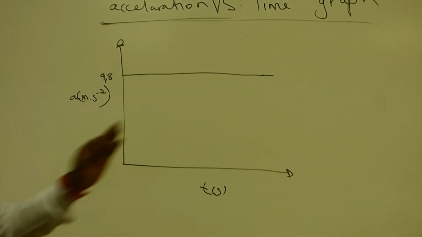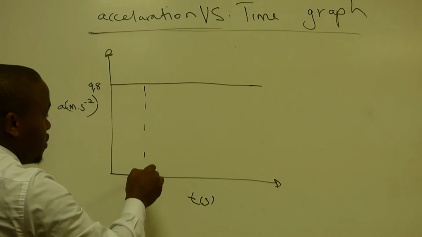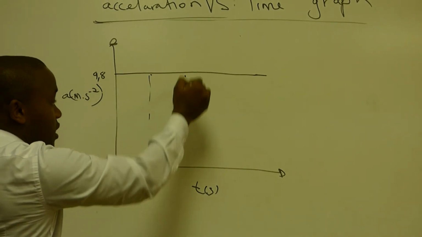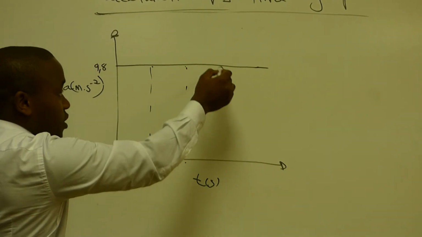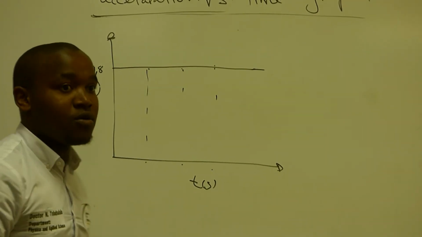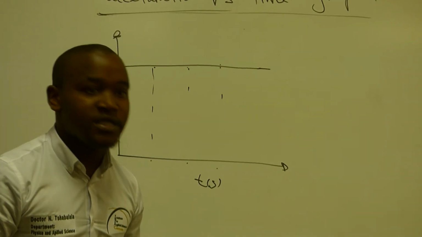Any other question? Do you understand? So at T1, acceleration will still be 9.8. At T2, acceleration will still be 9.8. At T3, acceleration will still be 9.8. Acceleration is constant, it doesn't change.